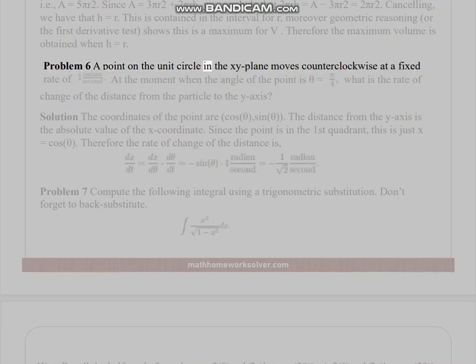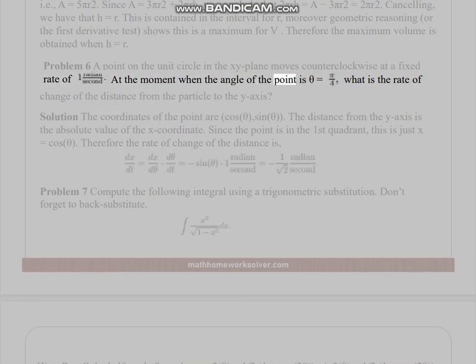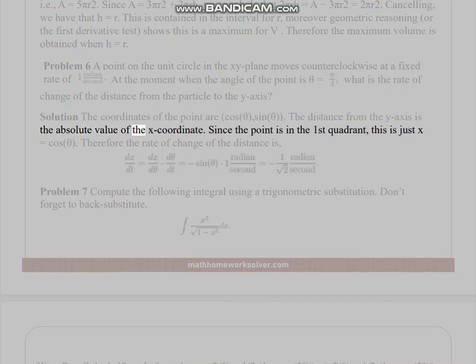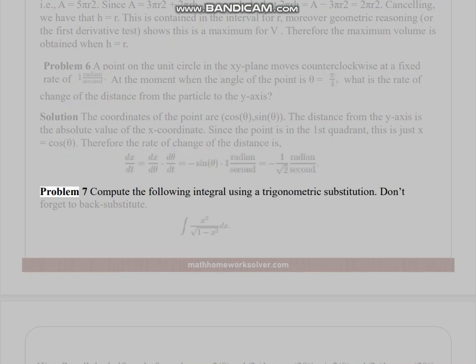Problem 6. A point on the unit circle in the xy-plane moves counterclockwise at a fixed rate at the moment when the angle of the point is theta. What is the rate of change of the distance from the particle to the y-axis? Solution: the coordinates of the point are cos theta, sin theta. The distance from the axis is the absolute value of this coordinate. Since the point is in the first quadrant, this is just x equals cos theta. Therefore, the rate of change of the distance is.